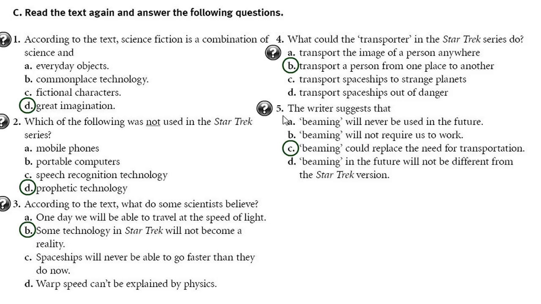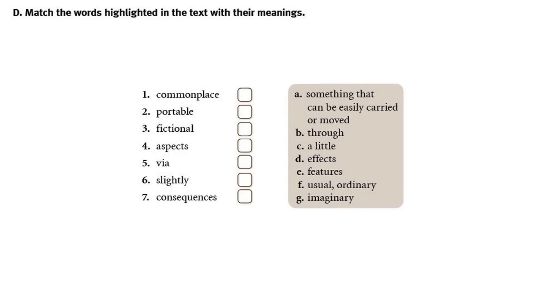Number 5. The writer suggests that الكاتب يقترح beaming could replace the need for transportation. الإرسال أو الإبراق باستخدام البيم الضوئي أو غيره سوف يستبدل وسائل التنقل. D. Match the words highlighted in the text with their meanings. صل الكلمات إلى معانيها. Commonplace هو المكان العام. F. Usual, ordinary اعتيادي وعام.